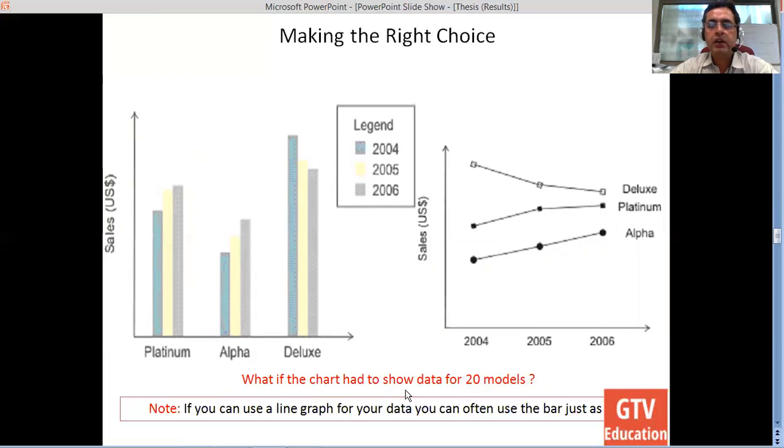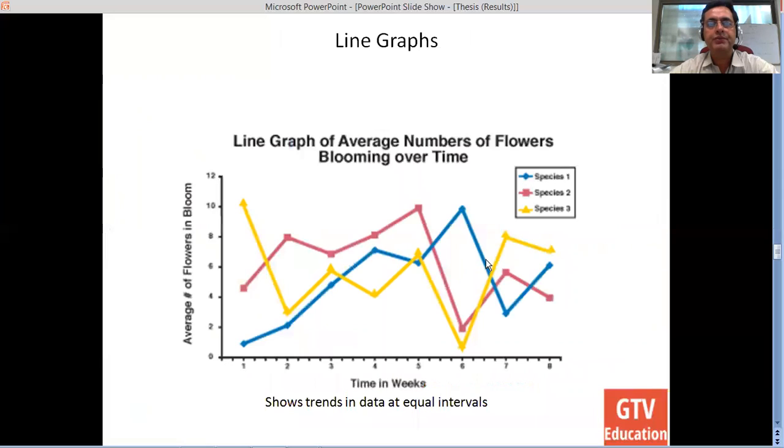But what if the chart had to show data for 20 models? If there were more models, what kind of graph would be suitable for presentation of that particular data? I'll leave it to you to decide: if there were 20 models instead of these three, what kind of graph would you have chosen for your data presentation?